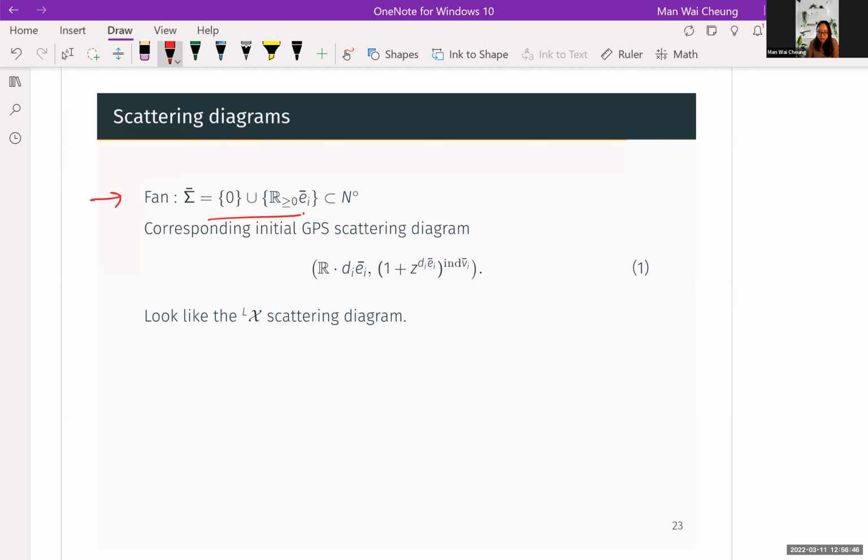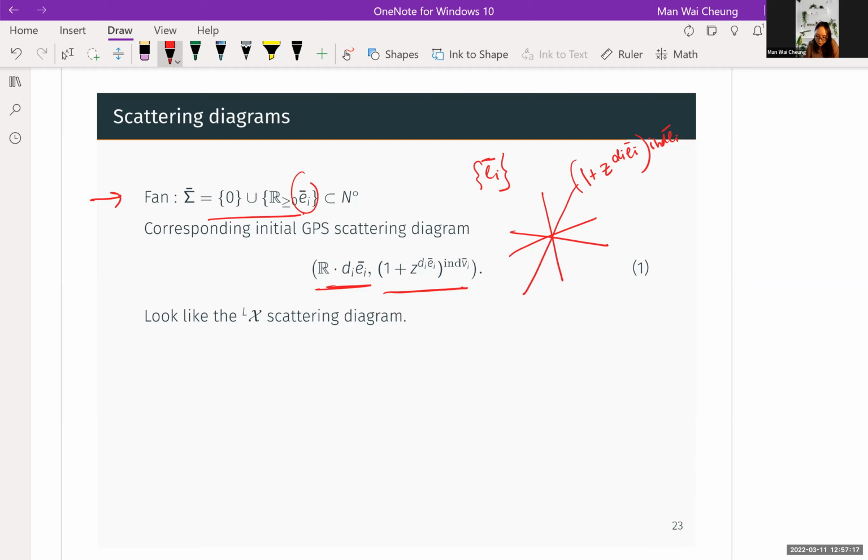And then the GPS story is we look at this collection of primitive vectors, independent or not. And then we look at the line with that direction, and then associate with it the wall function. And here, because we are quotienting, we have e_i here.